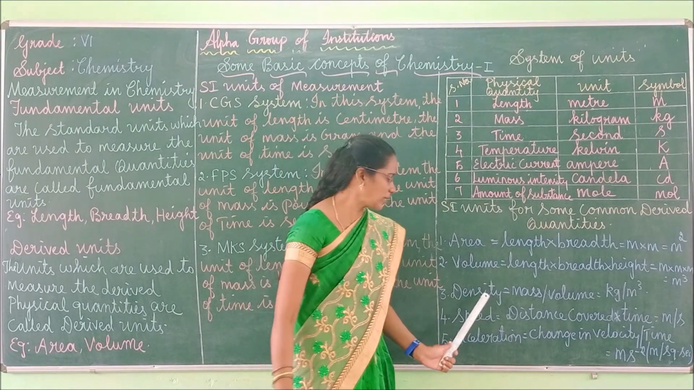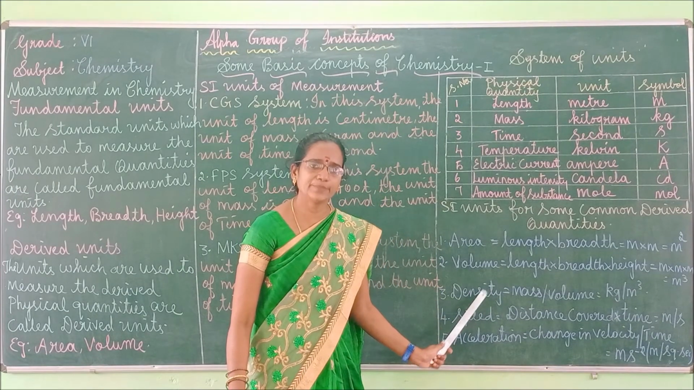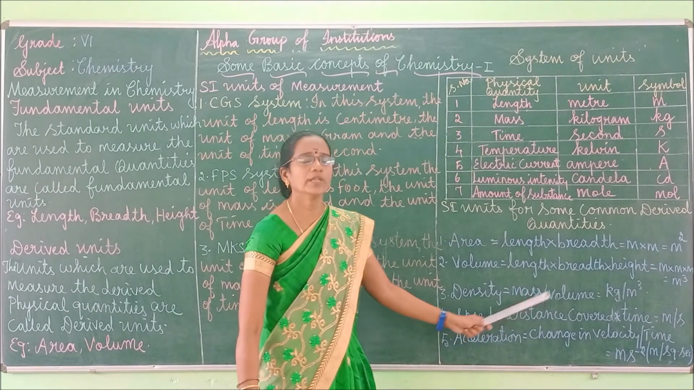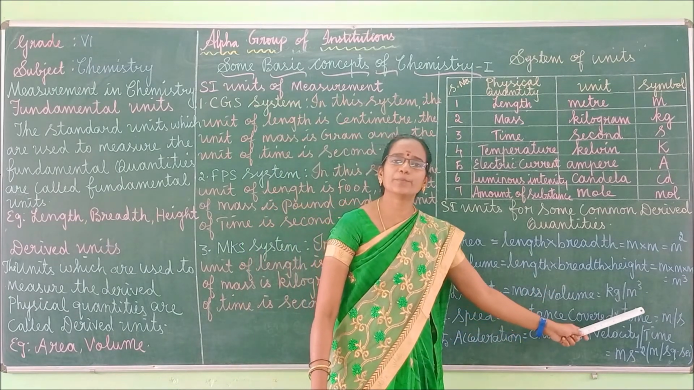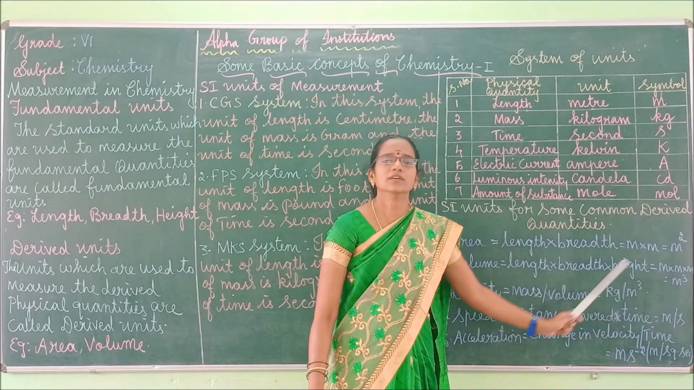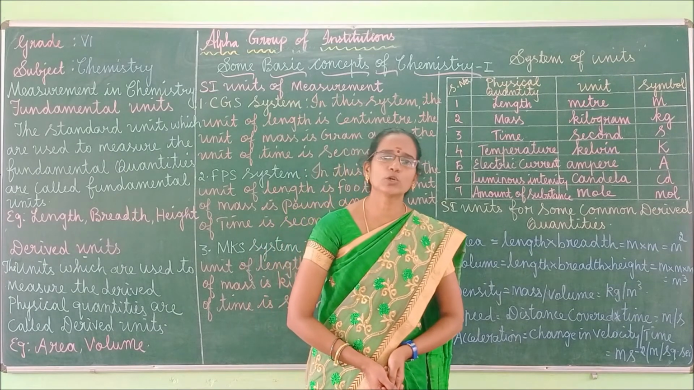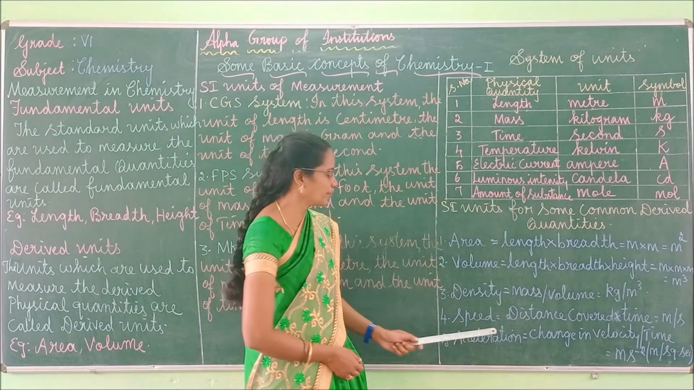Got it? Right. So next we can move to density. Density is equal to mass by volume. That is equal to kilogram per meter cube. Okay. So density is equal to mass by volume, that is equal to kilogram per meter cube.